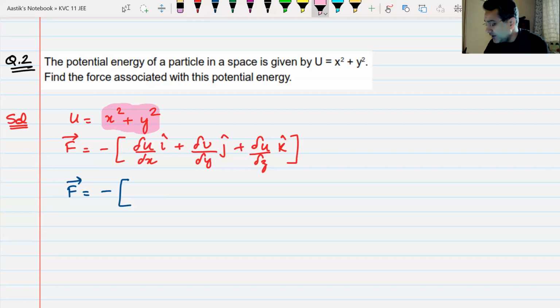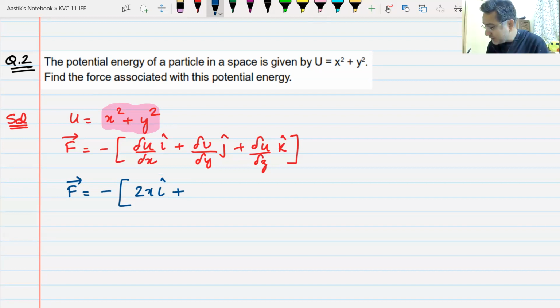So what will you get? I think you will get 2x. Yes or no? 2x i, plus you have to find the partial derivative of U with respect to y. And what are you going to get in that? I think you are going to get 2y. So that is the answer, my dear friends. Everyone got this? Yes or no?